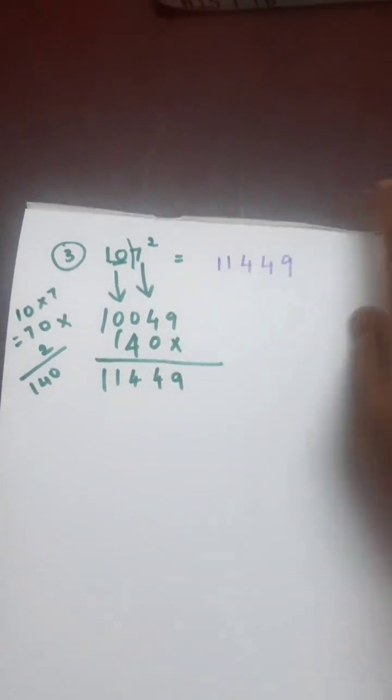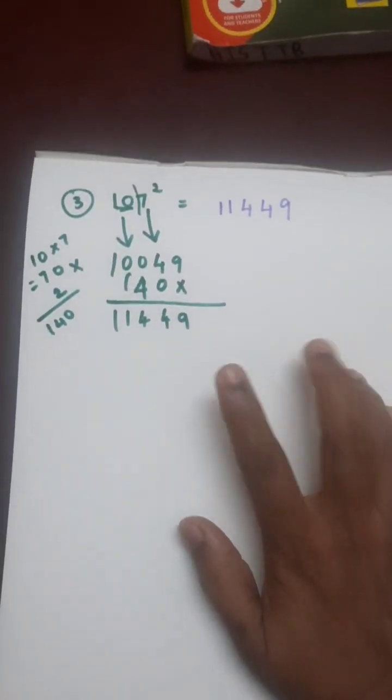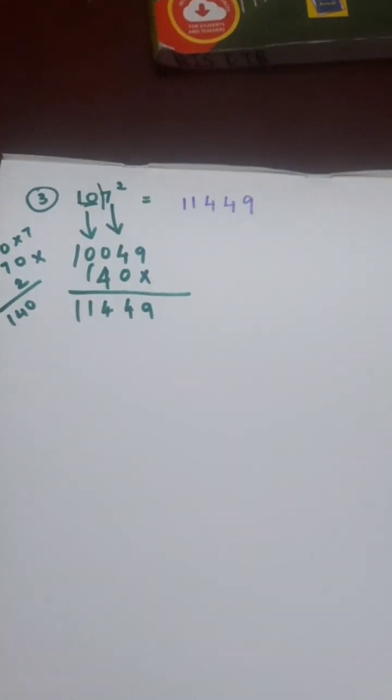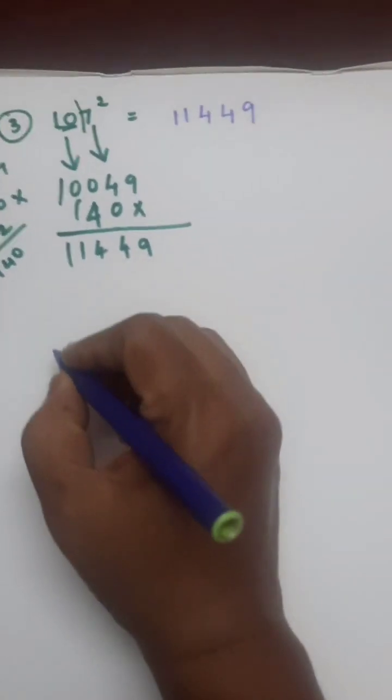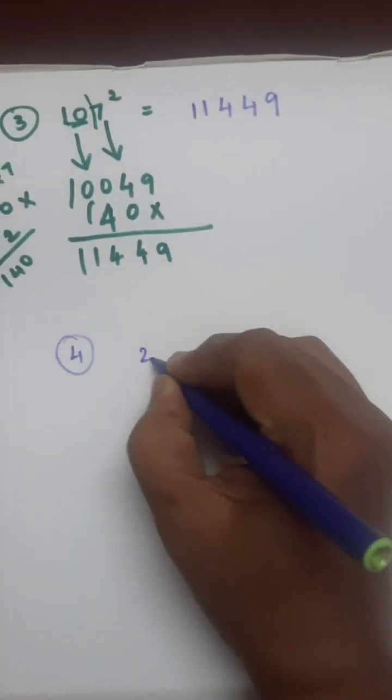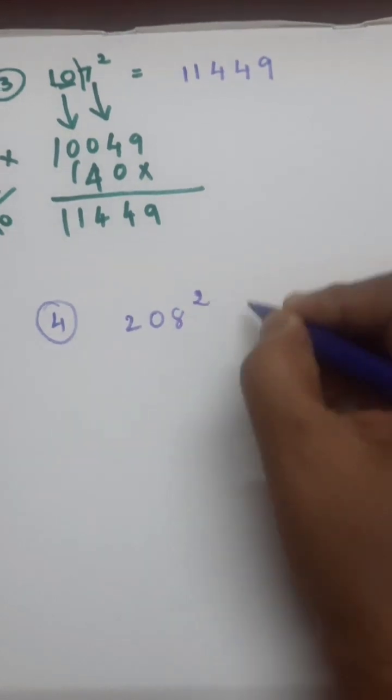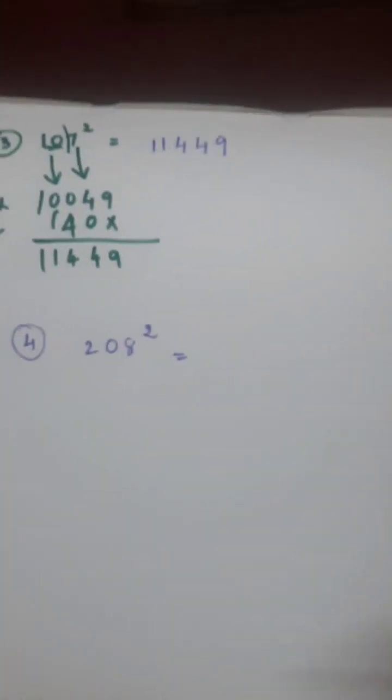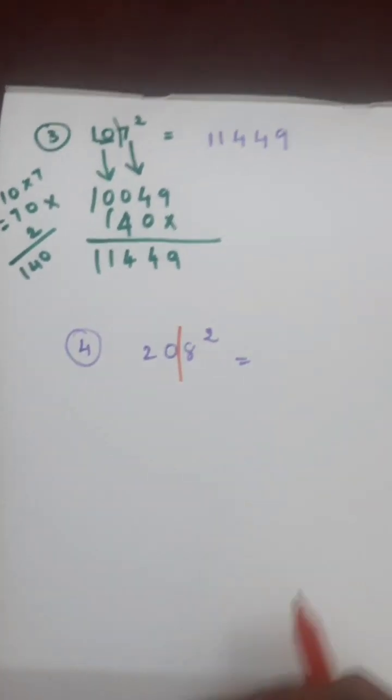Make a note of this: 107 square. Once again I will explain it in another method also. Now one more example I will give you, that is 208 the whole square. Now again split it like this.